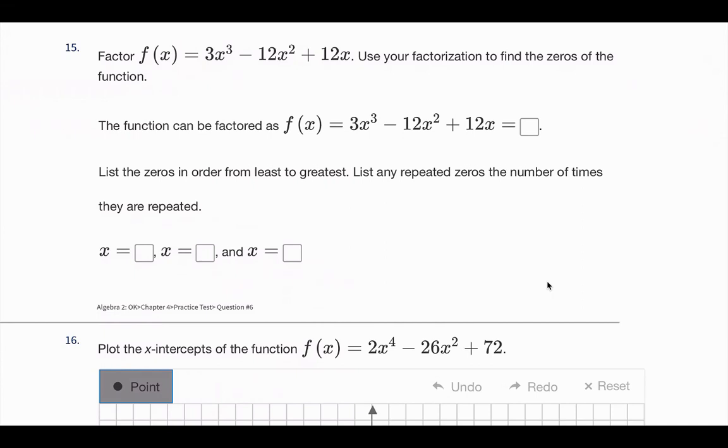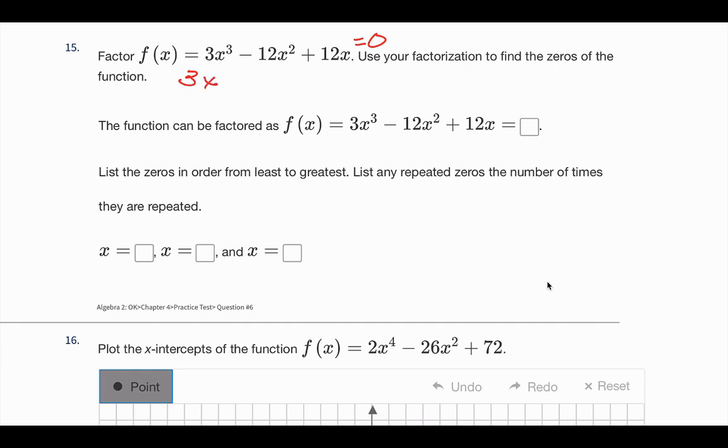The problem states factor f of x is equal to 3x cubed minus 12x squared plus 12x. Use your factorization to find the zeros of the function. So remember, what that tells us is we are going to make this equal to 0. So when we let it equal 0, again, you have to ask yourself, is there something you can factor out?